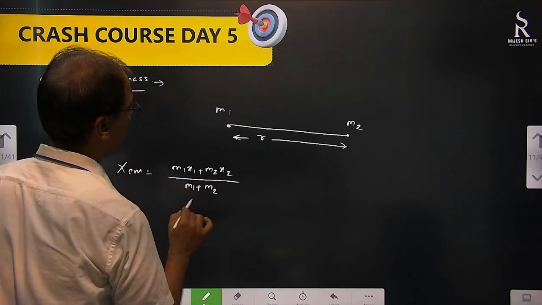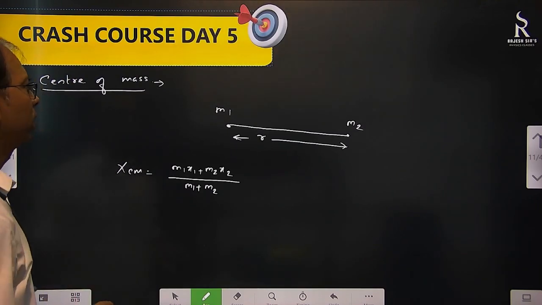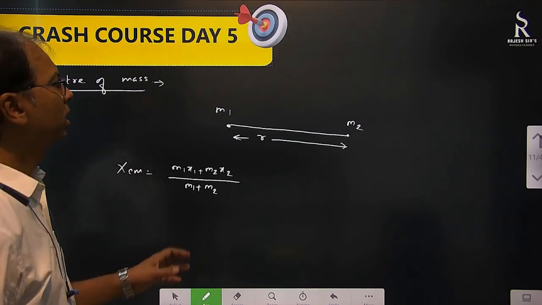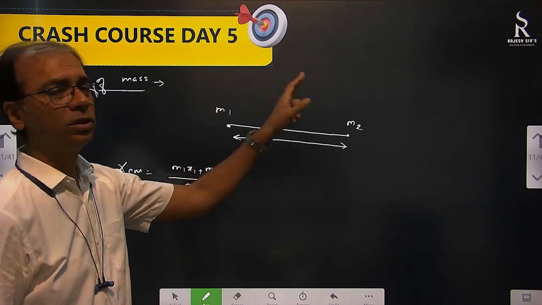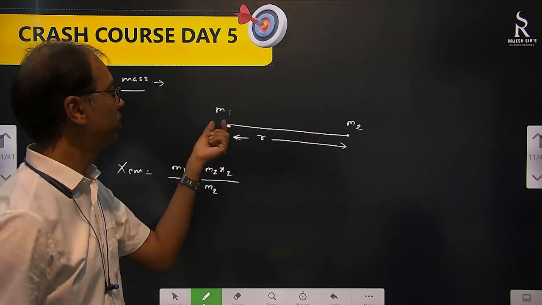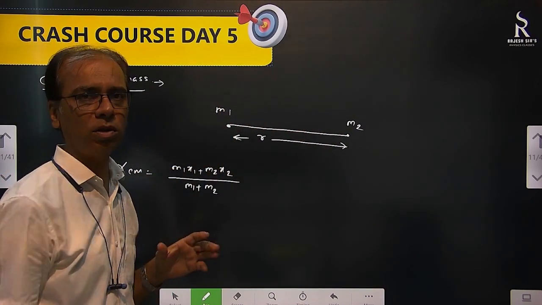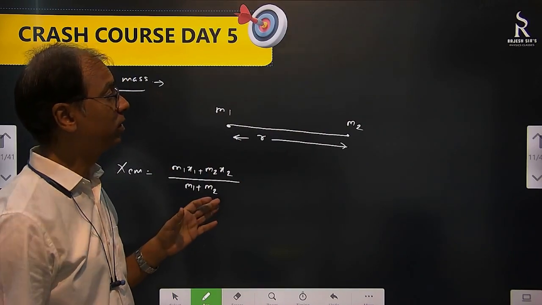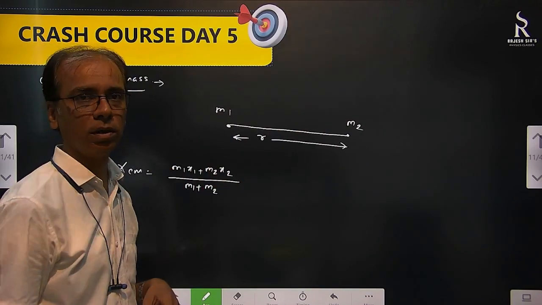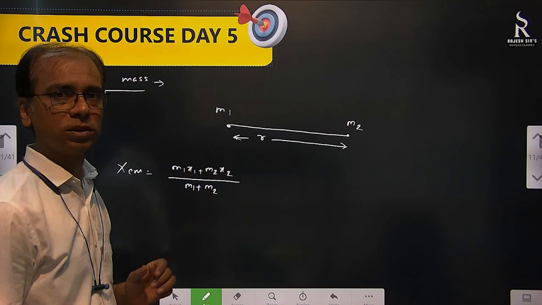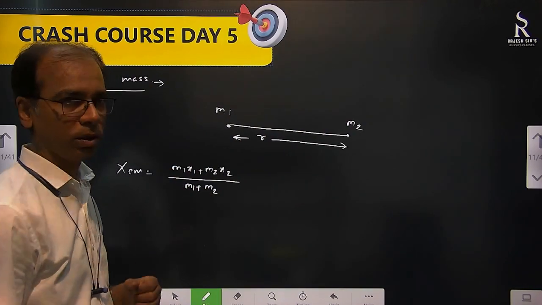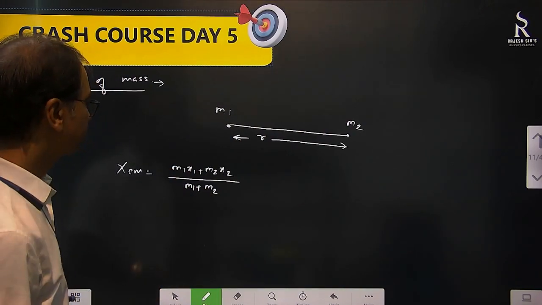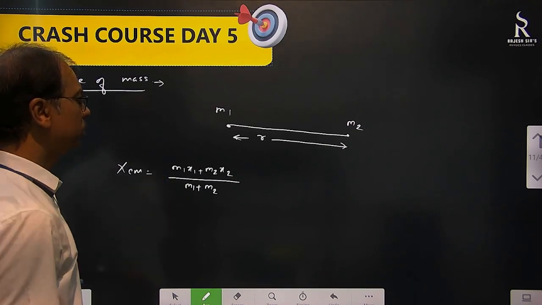And center of mass basically is what? Center of mass is a hypothetical point where we assume that the mass of the system is concentrated. Now system means what? This particle and this particle together is called the system. So where exactly can we say the entire mass is concentrated? That point is called center of mass. Hypothetical it is? Yes, it is hypothetical. So m1 x1 plus m2 x2 by m1 plus m2.